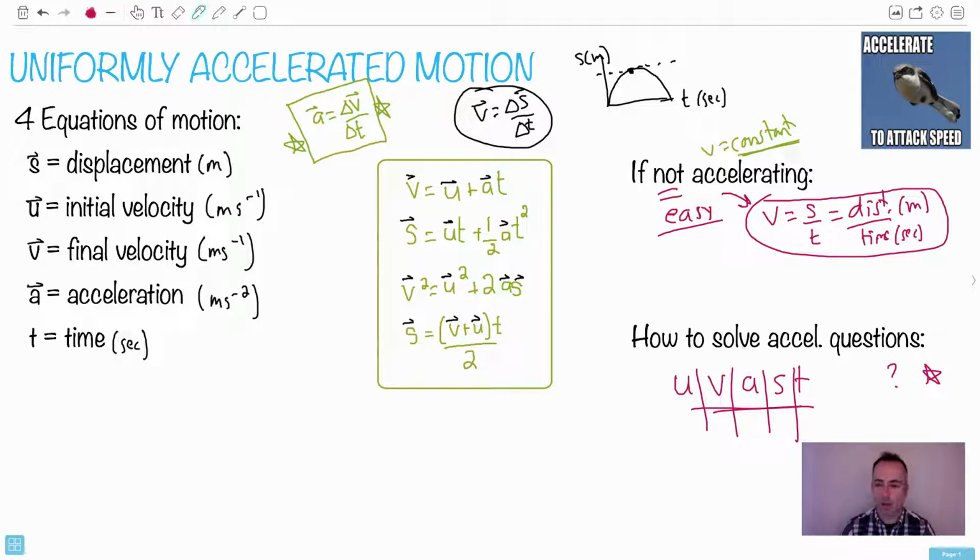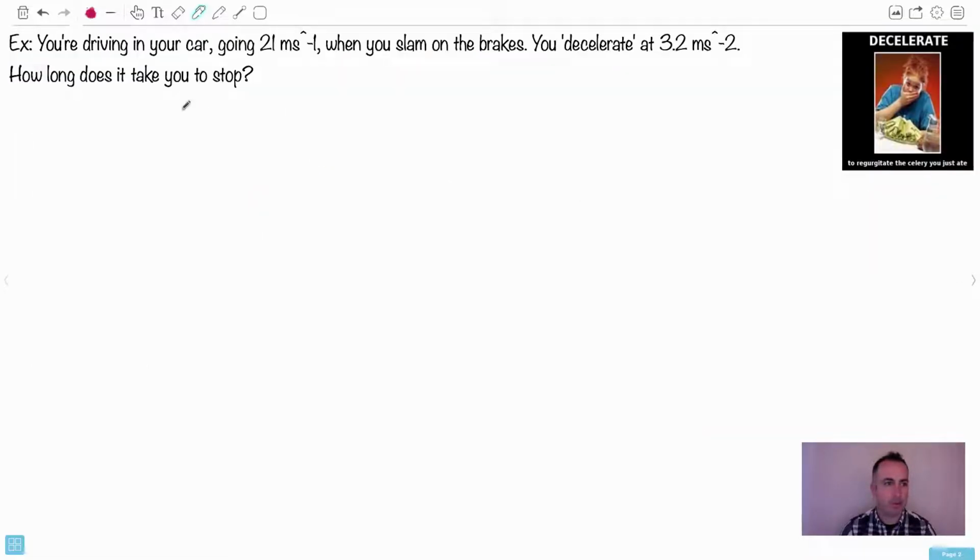And maybe let's actually do an example. So here you're driving in your car. Oh, by the way, I like this word, decelerate, because you're going to be talking about decelerating. I like to decelerate to regurgitate the celery you just ate.